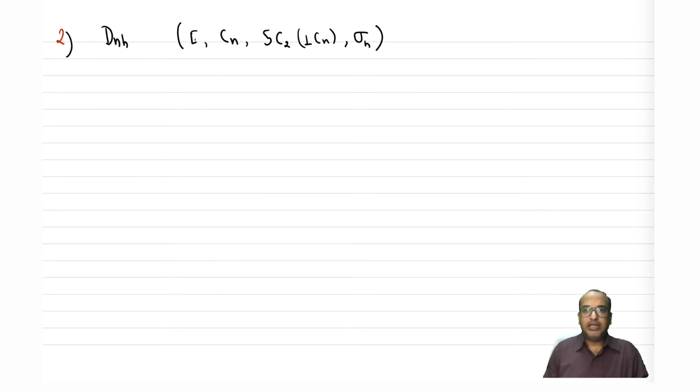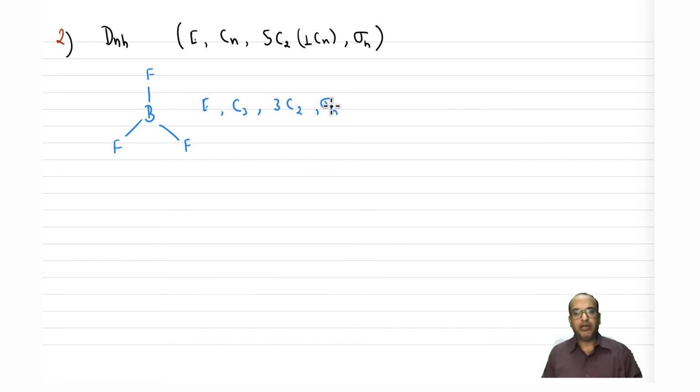Now we have already seen an example: BF3. So we know that there is E. We should be able to locate C3, so I will not spend time on that. And then we have 3 C2s and we have sigma H, right? That is very, very clear. Sigma H is the molecular plane, in the plane of the board. C3 is perpendicular to the plane of the board, and then the C2s will be passing through the 3 BF bonds. So that should be very, very easy.